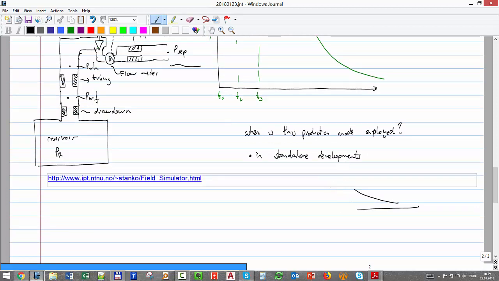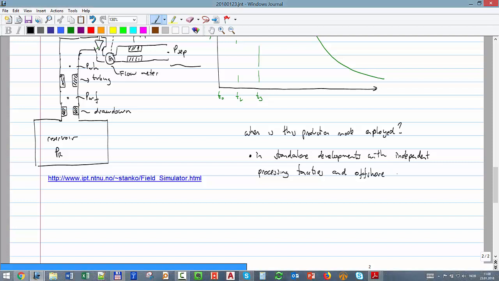So let's say here standalone developments with independent processing facilities and offshore structure. And usually it's new fields, okay, with no neighboring fields.